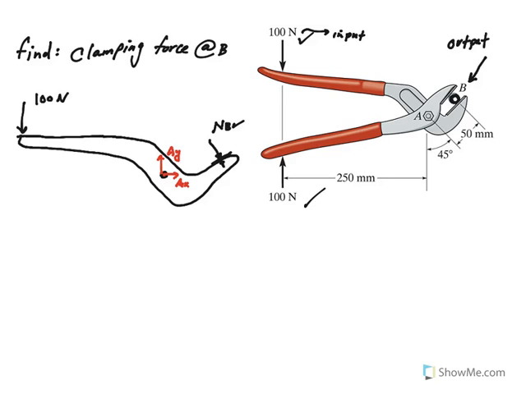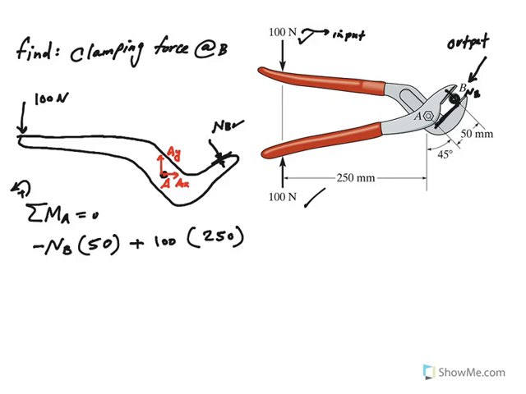So look, this is a very simple problem. Just take moment about A, set it equal to 0. Let's say counterclockwise is positive. The moment of this force, NB, about A is NB times this perpendicular distance, which is 50 millimeters. You could actually stay with the 50 millimeters. So that's 50 millimeters going clockwise. And then the moment of the 100 is 100 times 250. So you see, basically your output becomes 500 newtons.